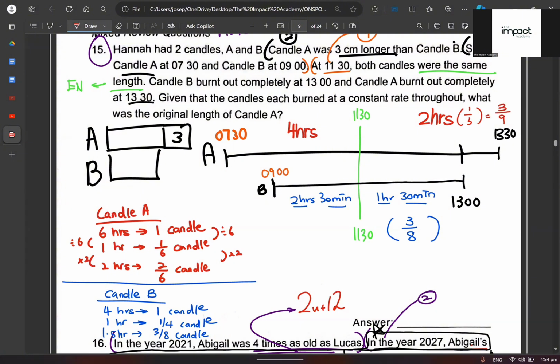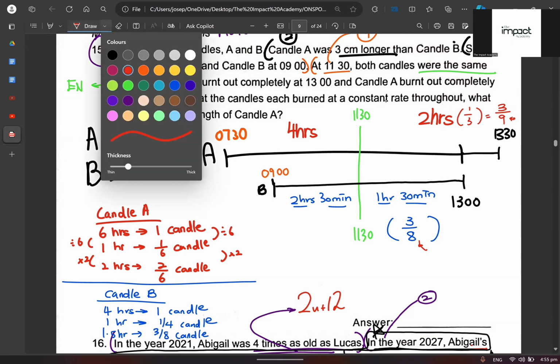Wow, what can you see over here? Is it obvious to you already? A is 9 units. B is 3 times 4? Why 3 times 4? A is how many units? A is 9 units, right? Look at the denominator. B is how many units? 8 units, right? Why is it that A is 9 units and B is 8 units?